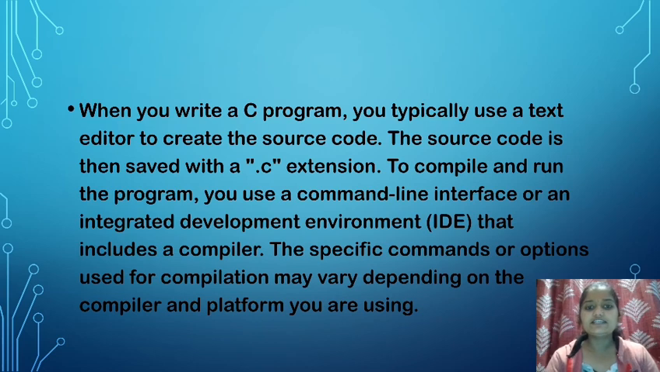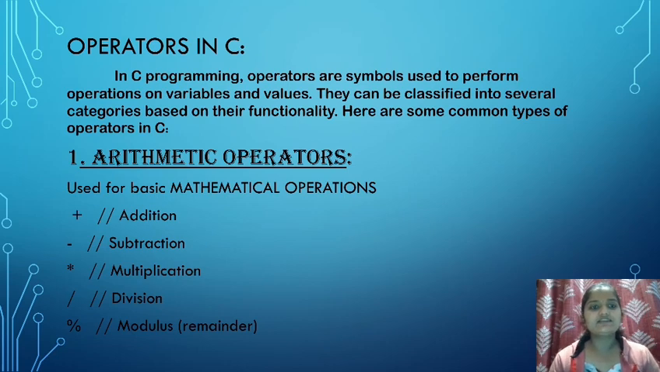When you write a C program, you typically use a text editor to create the source code. The source code is then saved with the .c extension. To compile and run the program, you use a command line interface or an integrated development environment, that is IDE, that includes a compiler. The specific commands or options used for compilation may vary depending on the compiler and platform you are using.